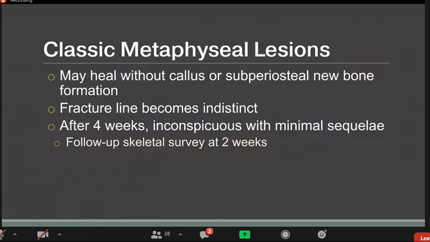Classic metaphyseal lesions may heal without callus or subperiosteal new bone formation. Fracture lines become indistinct so that after 4 weeks, these fractures can become inconspicuous with minimal sequelae. That's why it's important that the follow-up survey is done at around 2 weeks so that we don't miss these fractures.